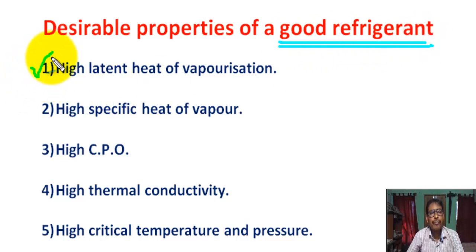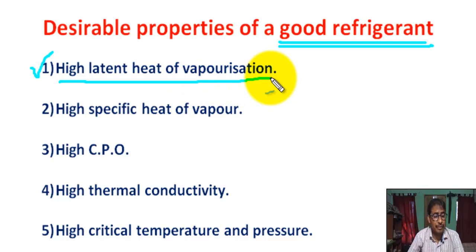Number 1, refrigerant must be high latent heat of vaporization. That means latent heat of vaporization should be as large as possible to reduce the weight of the refrigerant to be circulated in the system. High latent heat of vaporization reduces initial cost of the refrigerant.